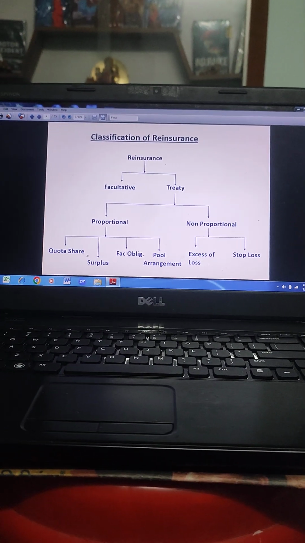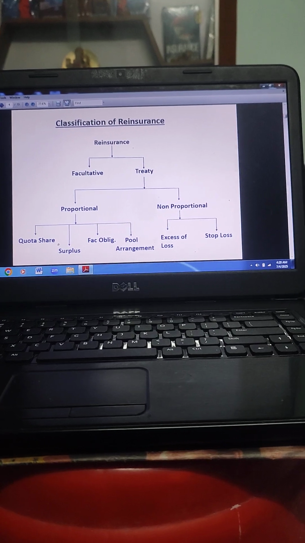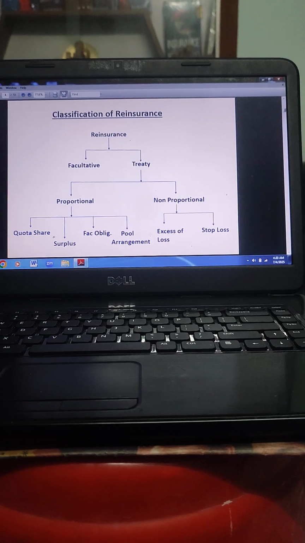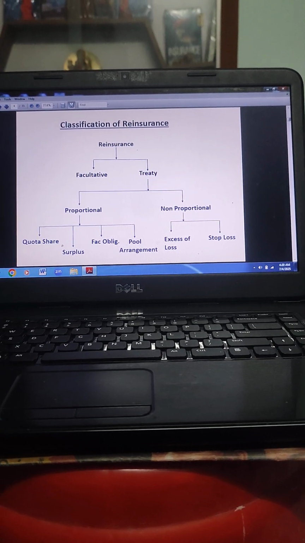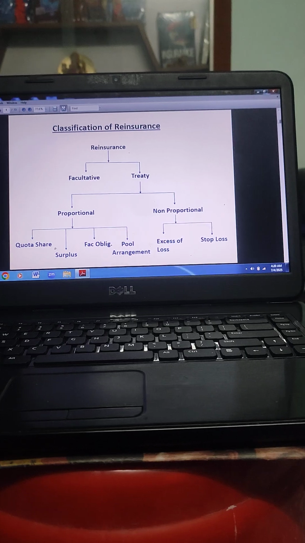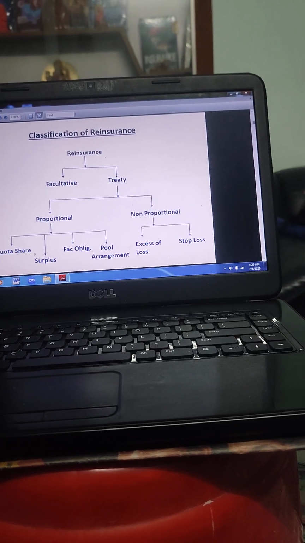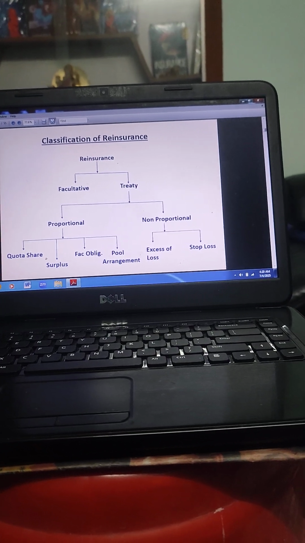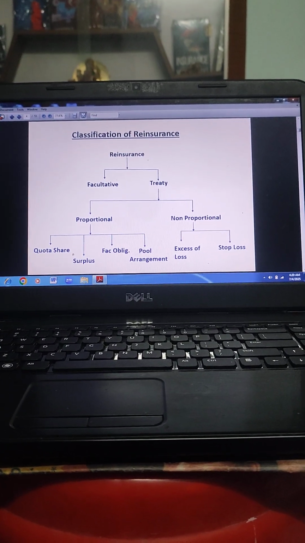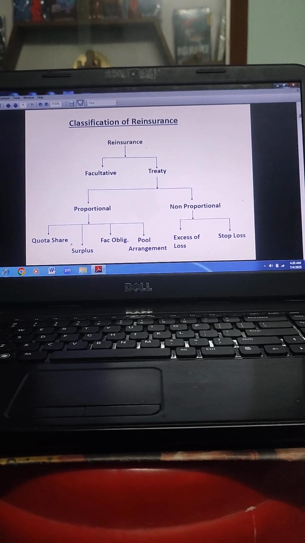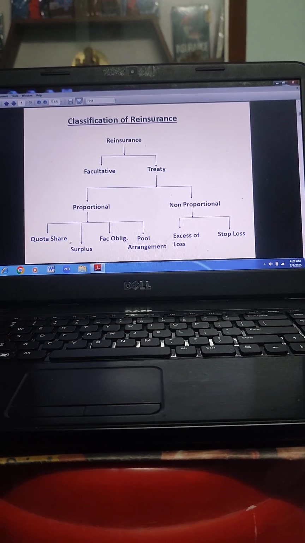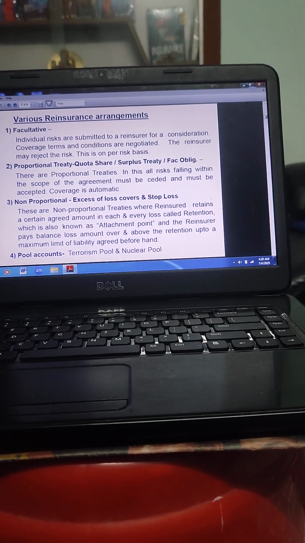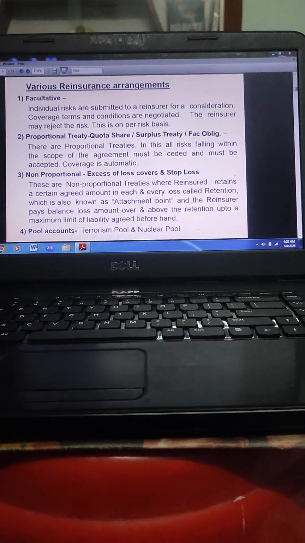This is the classification of reinsurance. This image shows that reinsurance is divided into two portions, that is facultative and treaty. Treaty is again divided into proportional and non-proportional. Under proportional treaties you will find quota share, surplus, facultative obligatory and pool arrangements. And in non-proportional, excess of loss and stop loss. The same are elaborated here in detail.